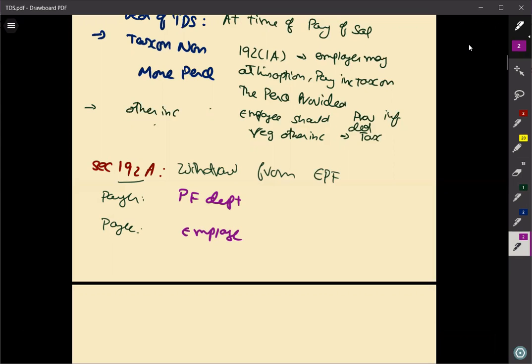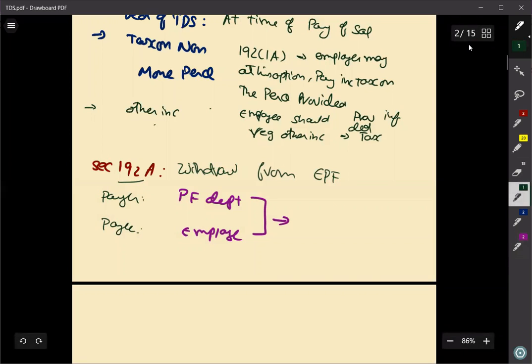So what does this section say? This section says that whenever any payment is made by the Provident Fund Department to the employee, then TDS has to be deducted at 10%. Whatever amount is withdrawn, on that amount, the PF department should deduct 10%. The remaining balance should be paid to the employee.